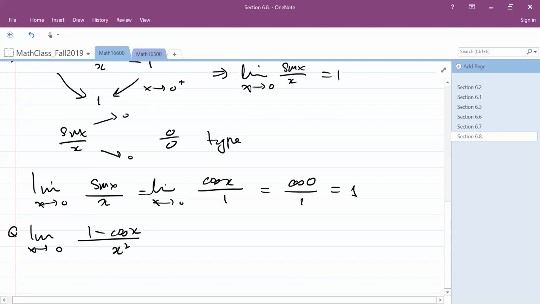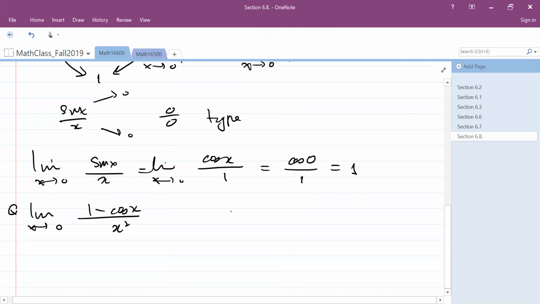Well, I can use L'Hopital's rule to find the limit. First of all, you should recognize this is 0 over 0 type. Why? 1 minus cosine 0 is going to be 0 when you plug 0 for x into the numerator and denominator. Clearly, this is 0 over 0 type, so you can apply L'Hopital's rule.